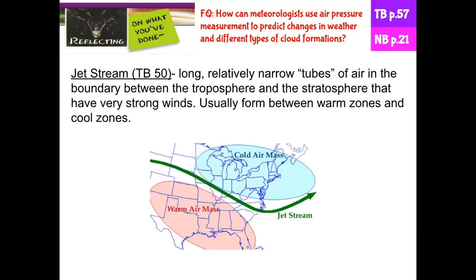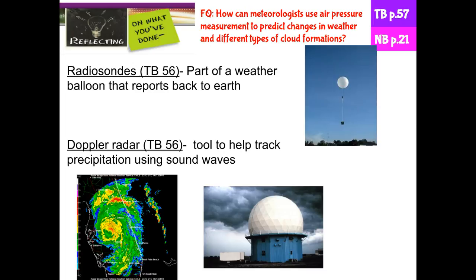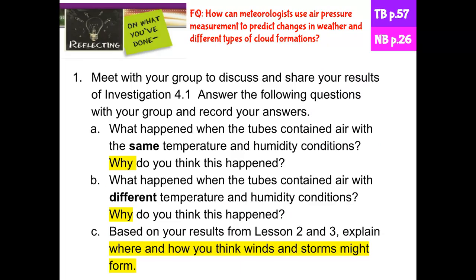The jet stream is a long, relatively narrow tube of air in the boundary between the troposphere and the stratosphere that has very strong winds, and they usually form between warm zones and cool zones. Satellites allow scientists to see weather systems on a global scale. They can see cloud movement and patterns. Anemometer measures wind speed. Radiosondes are part of the weather balloon that reports back to Earth. Doppler radar is a tool to help track precipitation using sound waves.